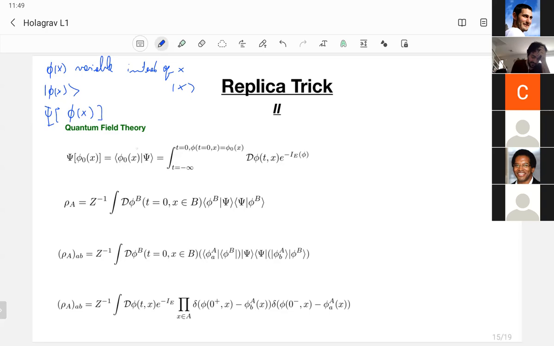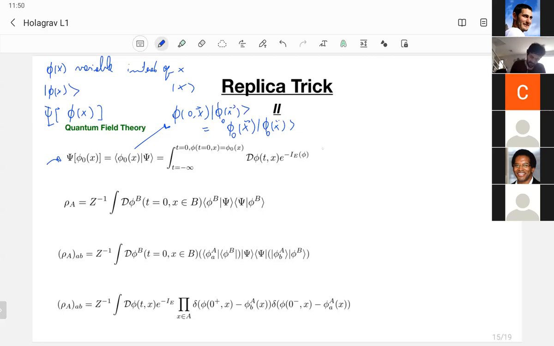And here I define phi naught. This is again the wave function for the vacuum. And this is the definition of this state, an eigenvalue of this. And then you can compute, this is the same expression as you obtain in quantum mechanics, but extended to quantum field theory.